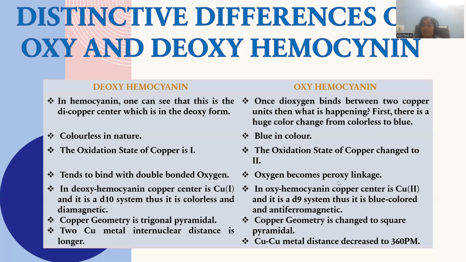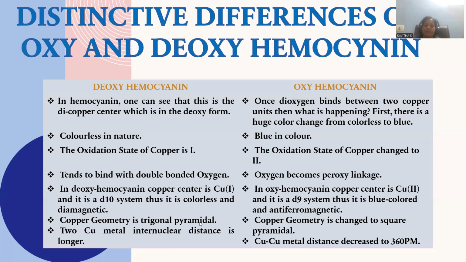In the oxygenated form you can observe the peroxy linkage. The oxygen shifts from doubly bonded to a singly bonded peroxy linkage in oxygenated hemocyanin. The deoxyhemocyanin copper center is +1 with a d10 configuration, and it is in general colorless and diamagnetic in nature. But in oxyhemocyanin, the copper is in the +2 oxidation state, and d9 is the configuration, one electron being lost by each copper through the oxygenation process. Blue coloration is the consequence, and antiferromagnetic behavior is accorded to oxyhemocyanin.